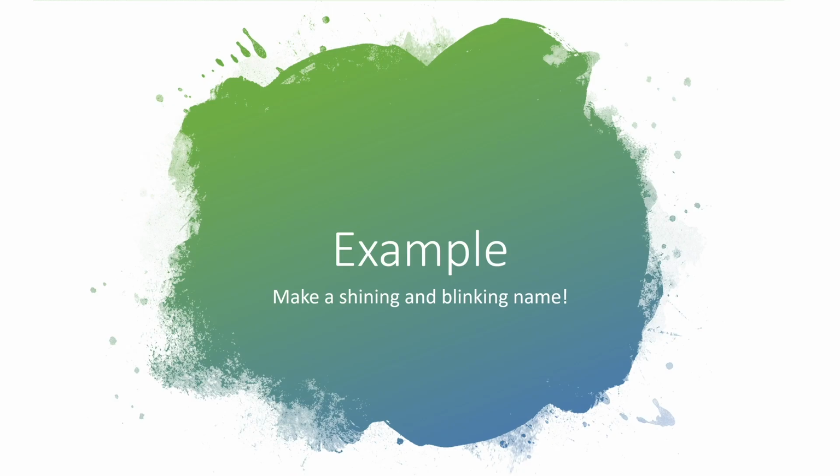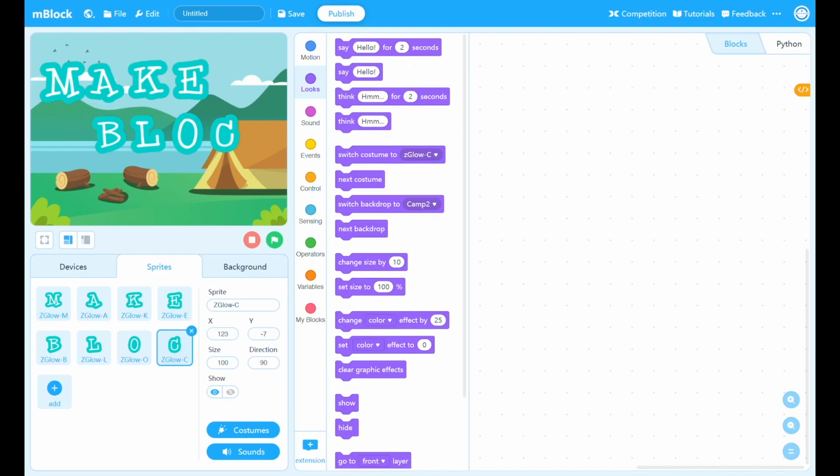All right, let's make an example. So how do we make a shining and blinking name of ourselves? As a company named MakeBlock, we're going to show you how to make a MakeBlock logo here. But we also change the behavior of the logos on different costumes and also on different background backdrops.